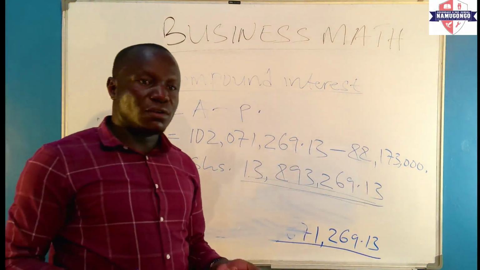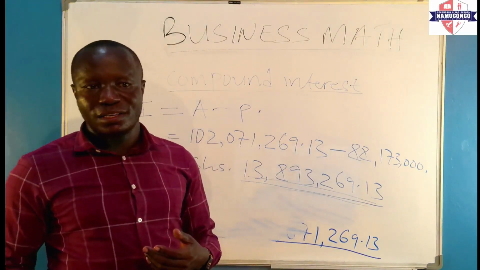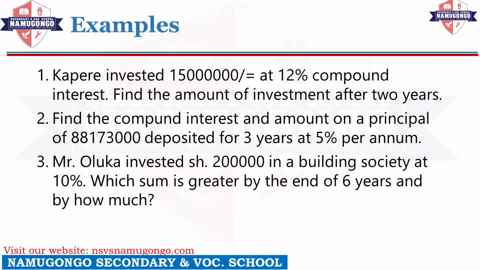So now we are going to have our third example, where we have Mr. Oluka invested 200,000 shillings in a building society at 10%. Which sum is greater by the end of 6 years and by how much?